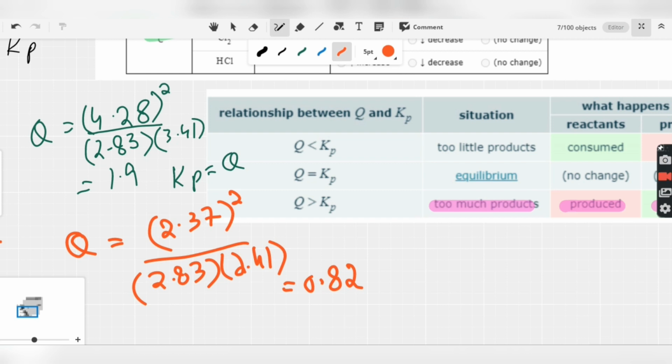So in this case, this indicates that Q is less than Kp. So there is too little product in vessel C. When Q is less than Kp, it means there is too little product in the vessel. That means the engineer can expect the pressure of the product HCl to rise.